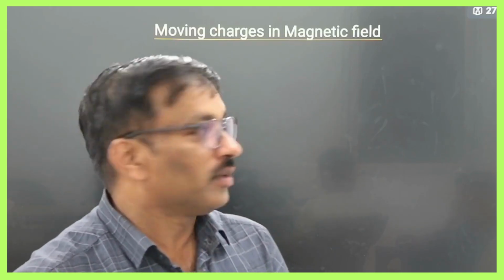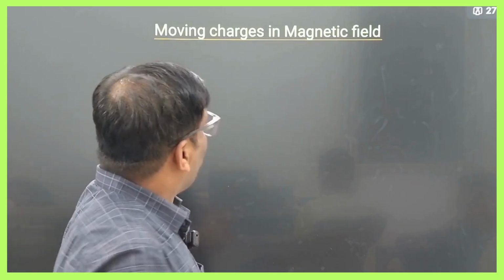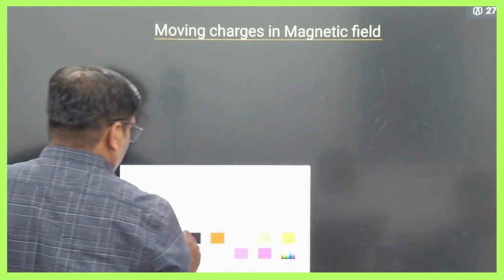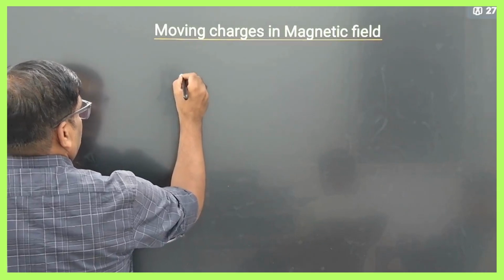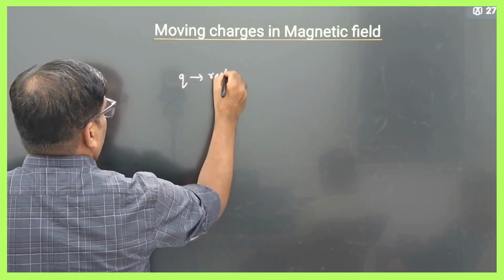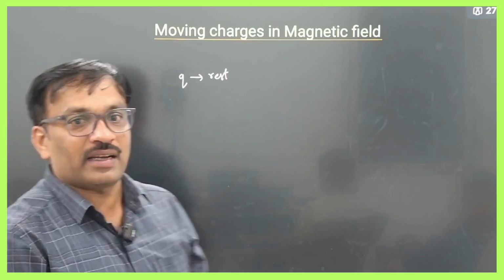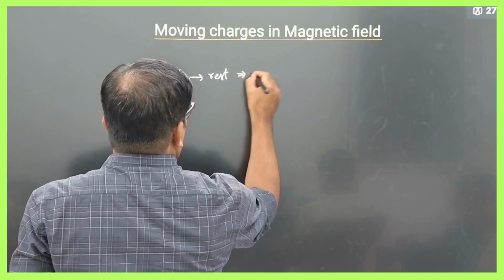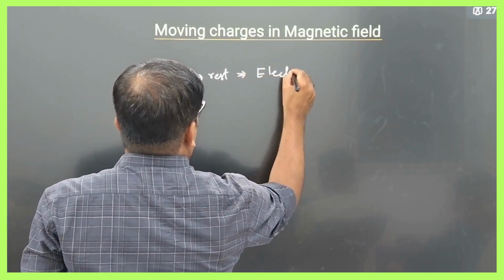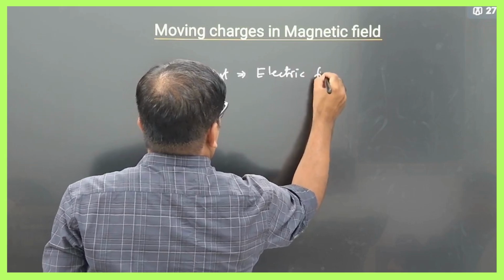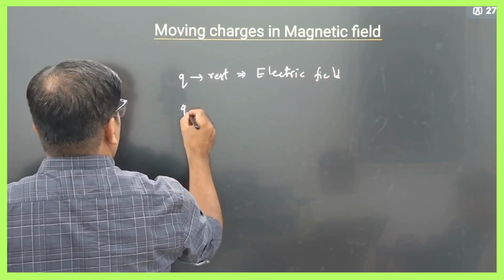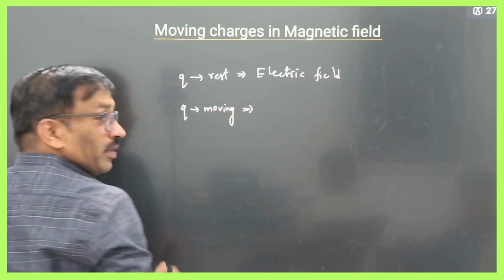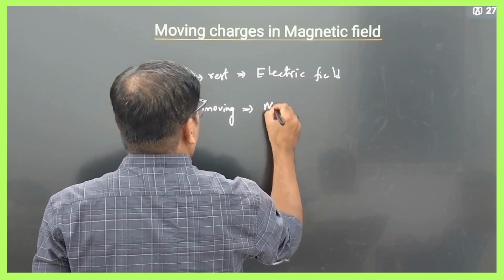Hi students, today we will discuss moving charges in a magnetic field. First of all, can you tell me, if a charge is at rest, what will it do? It will create an electric field, right? Suppose a charge is moving, it will generate a magnetic field.